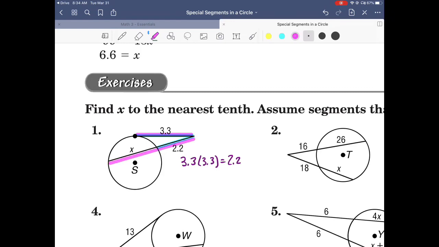So in order to find the whole length, we're going to add together x plus 2.2. And we're going to distribute because we have parentheses and multiply. So we're going to multiply 3.3 times 3.3, which is 10.89. I am not going to round until the end. Okay, 2.2x plus, multiply 2.2 times 2.2 is 4.84. Okay, subtract 4.84 from both sides.